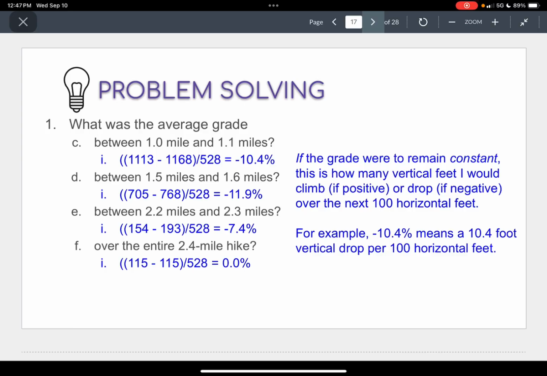When we get to the final calculation over the entire 2.4 mile hike, what was my average change in my vertical position? It turns out to be 0.0% because I ended up where I started. And so the net change there vertically was 0. And so when I do that calculation, I get 0% grade on average.